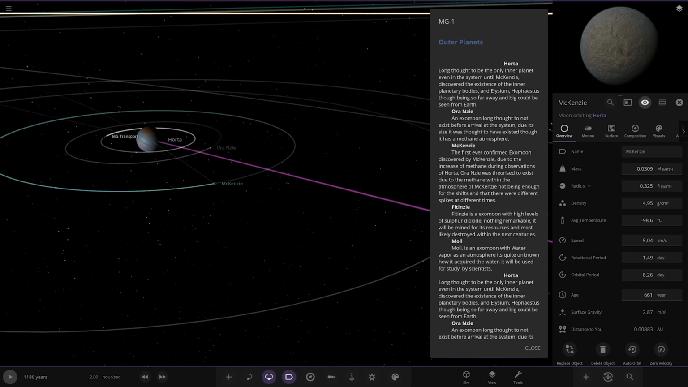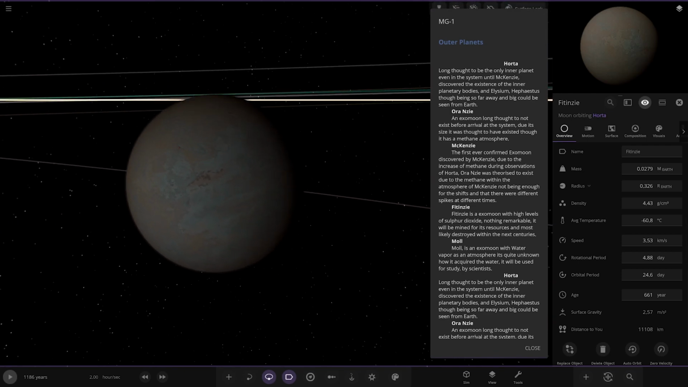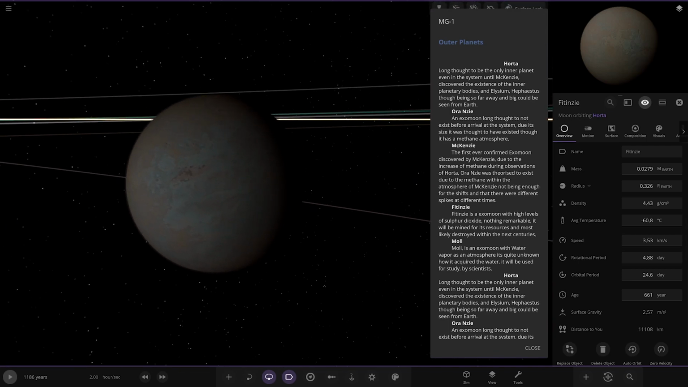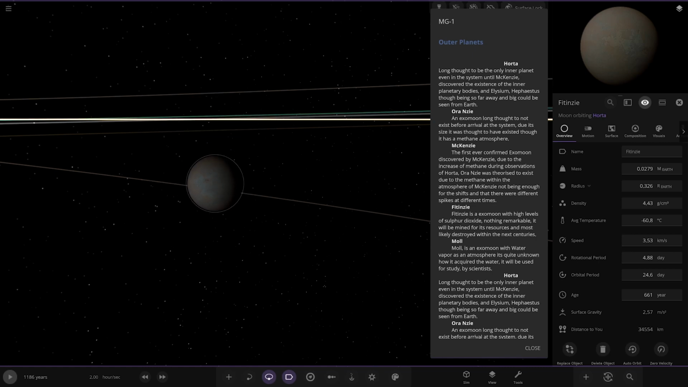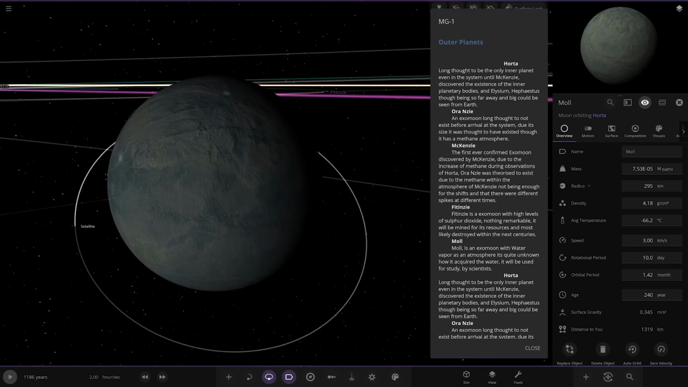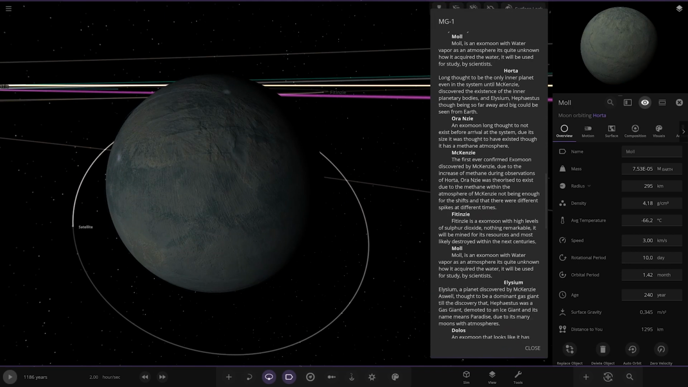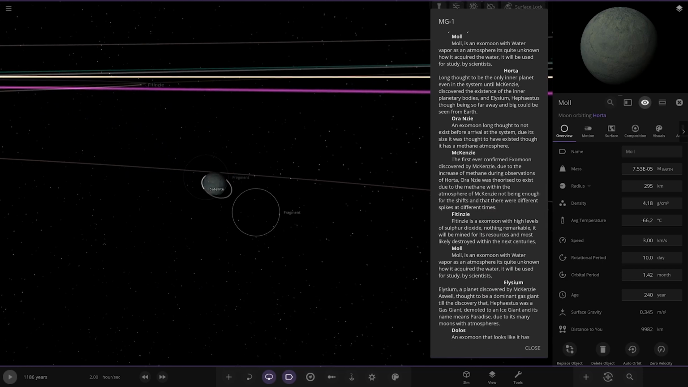Nice. We've got another one over here. Fitinzi, an exomoon with high levels of sulfur dioxide, nothing remarkable. It will be mined for its resources and most likely destroyed within the next centuries. And then next up we've got Mole, the last of the moons. An exomoon with water vapour as an atmosphere. It's quite unknown how it acquired the water. It will be used for study by scientists. There you go.